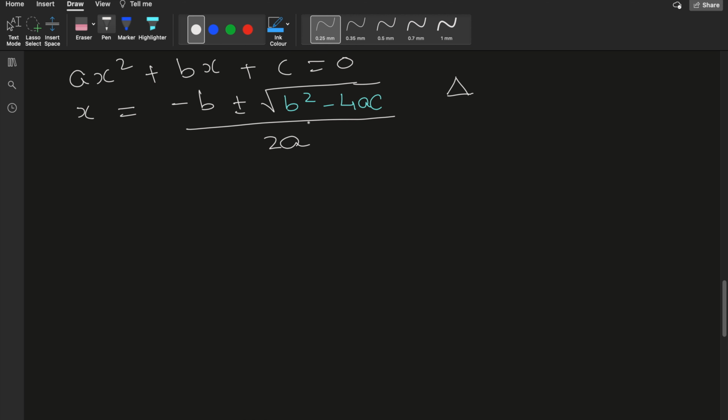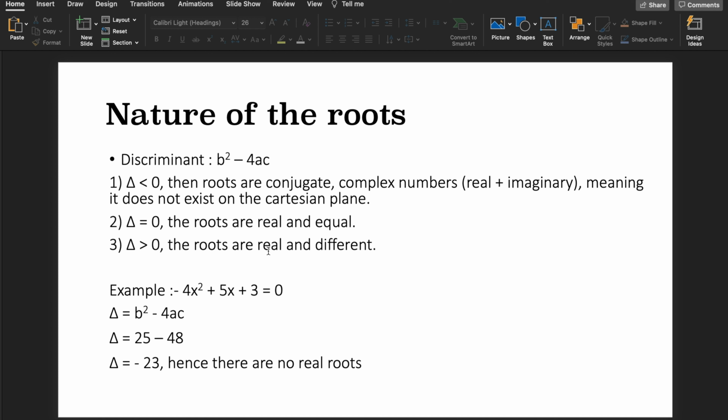The third part is if the discriminant is greater than 0, then the roots are real and different. It's very important to be able to distinguish between the delta being equal to 0 and being greater than 0. If it's 0, then the roots are equal. If it's greater than 0, the two roots will be different.